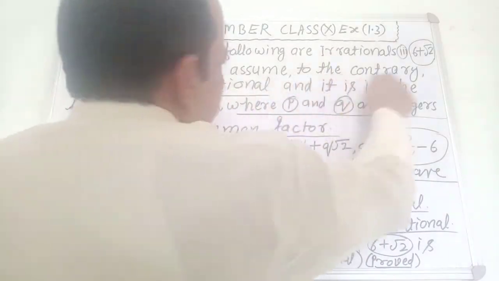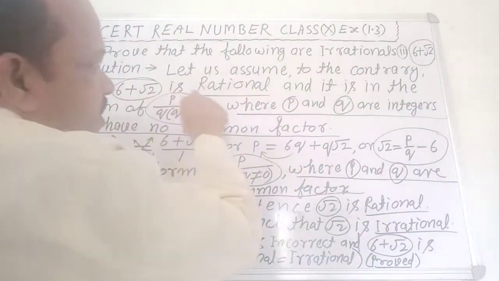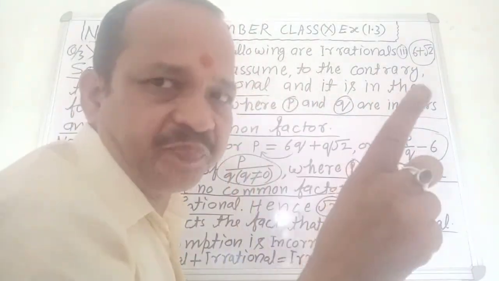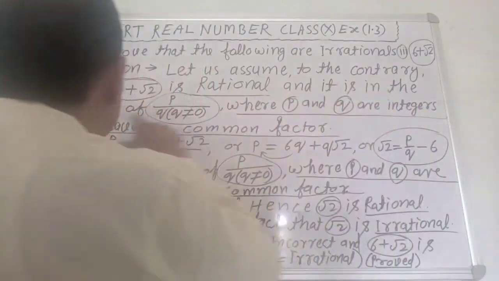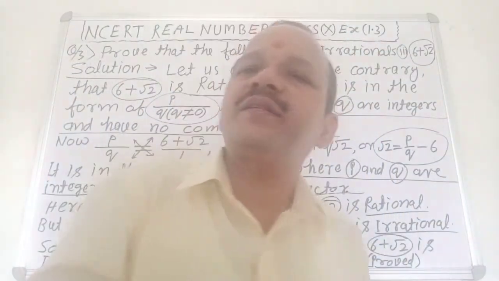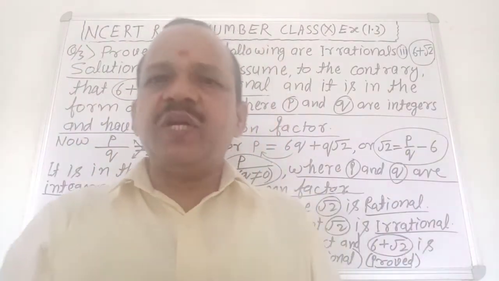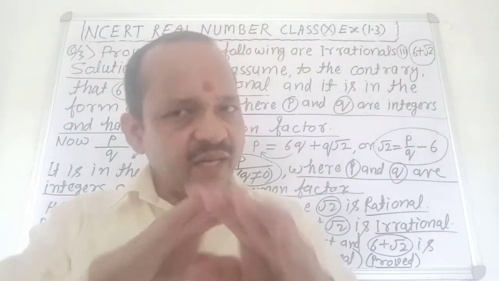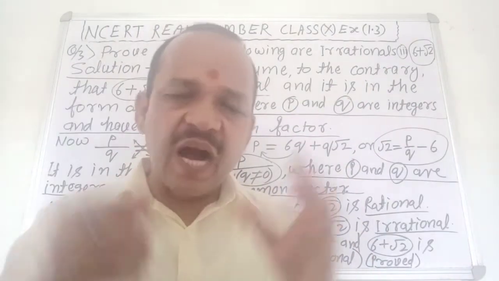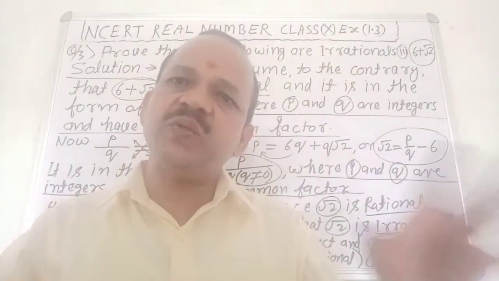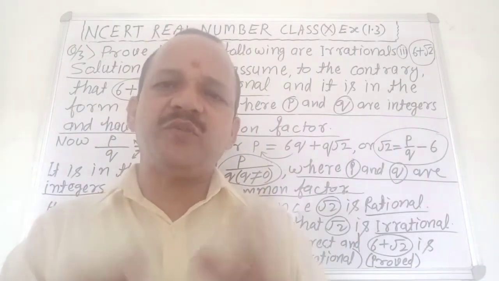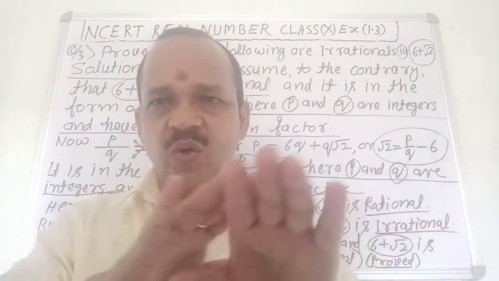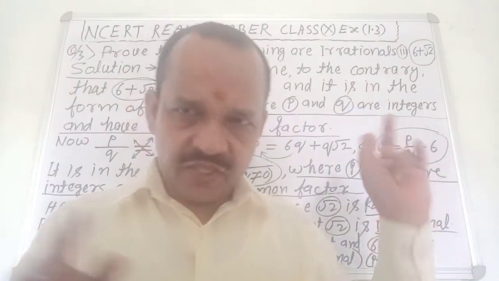Solution. Let us assume to the contrary that 6 plus root 2 is rational and it is in the form of p by q, q not equal to 0. Here p and q are integers and have no common factor. Let us assume to the contrary that 6 plus root 2 is a rational number and it is in the form of p by q, where p and q are integers and q not equal to 0, and it has no common factor. Clear? No confusion about it? Very good. See the board.